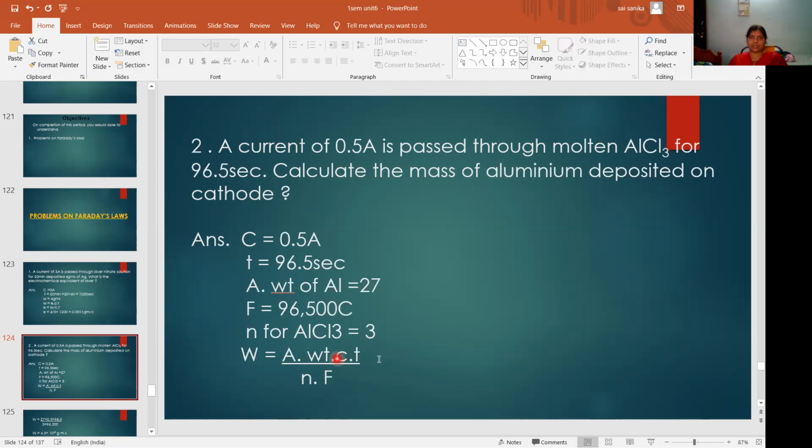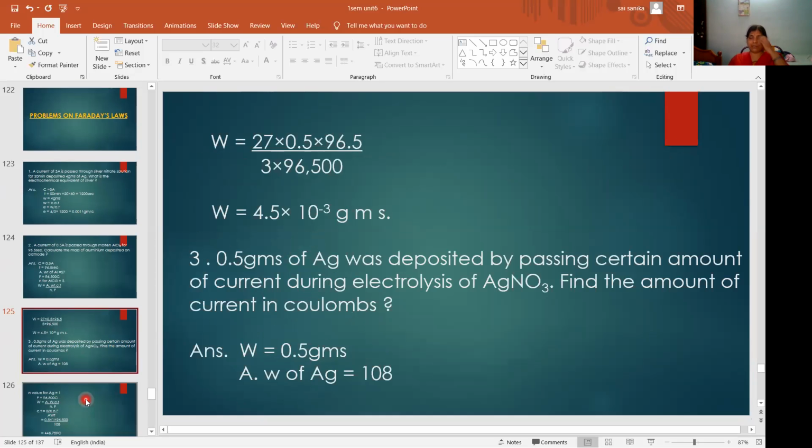So this formula you have to use: atomic weight into C into T by N into F. You know all the factors, so substitute here. Atomic weight 27, current 0.5, time 96.5, by N is 3 and F is 96,500. Just 1 Faraday also you have to remember. So 27 into 0.5 into 96.5 by 3 into 96,500. If you calculate this one, you get this answer.